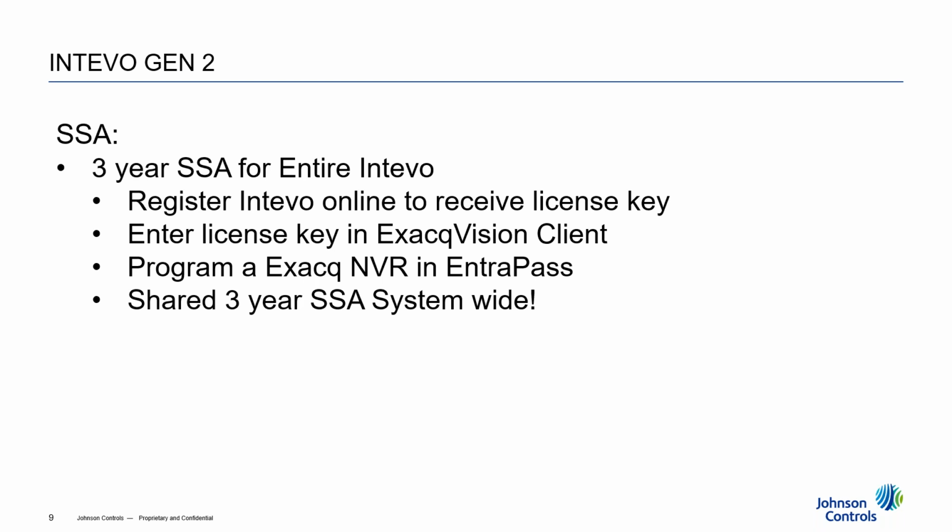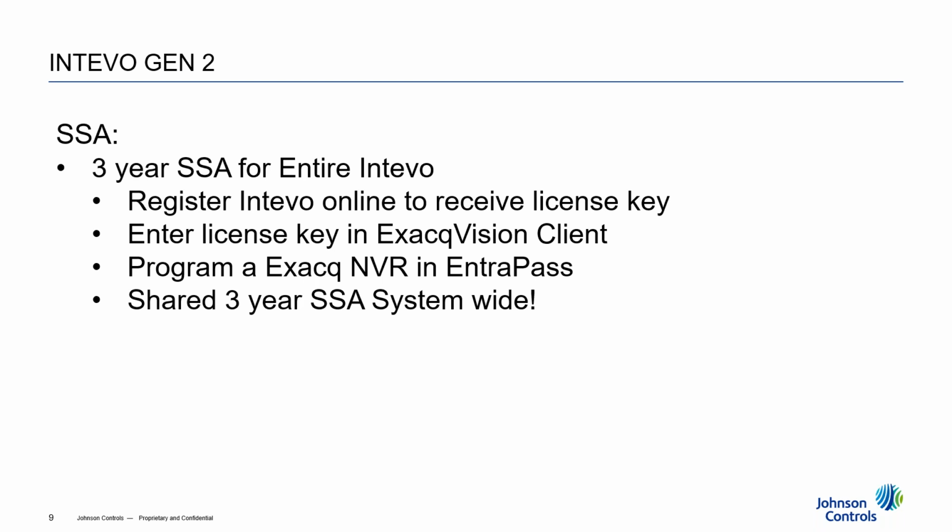This will give you a license key. You go to the Exact Vision client and you enter the license key inside. Similar to how you guys are used to Exact Vision, where you put your extra cameras. Well, when you go online, you get a license key and you basically type it in, right? Or copy paste it, whatever.